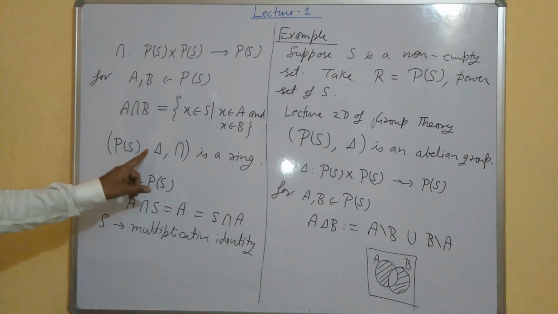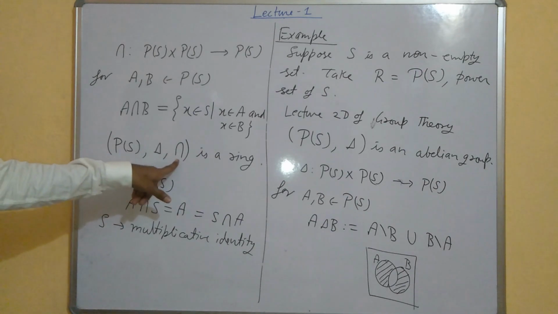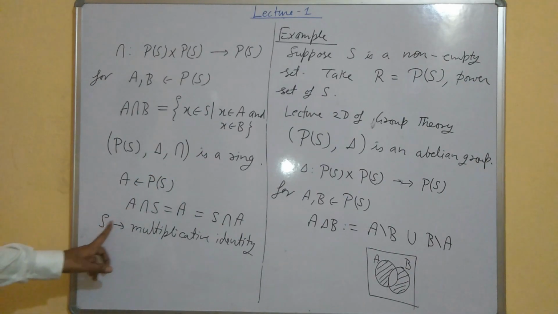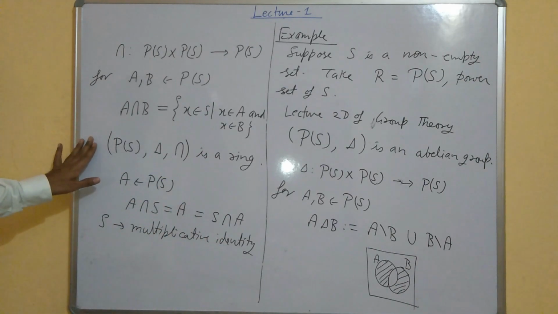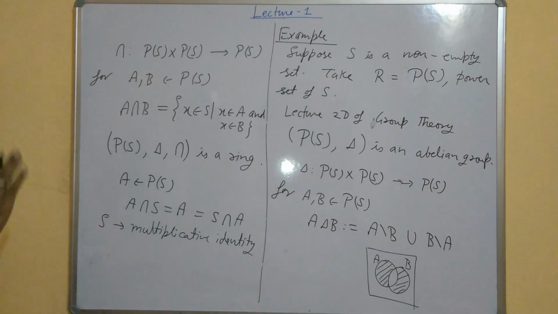Note one thing: the first operation is always called the addition operation and the second operation is always called the multiplication operation. So the identity with respect to the second operation is called the multiplicative identity of the ring, and the identity with respect to symmetric difference is called the additive identity of the ring.